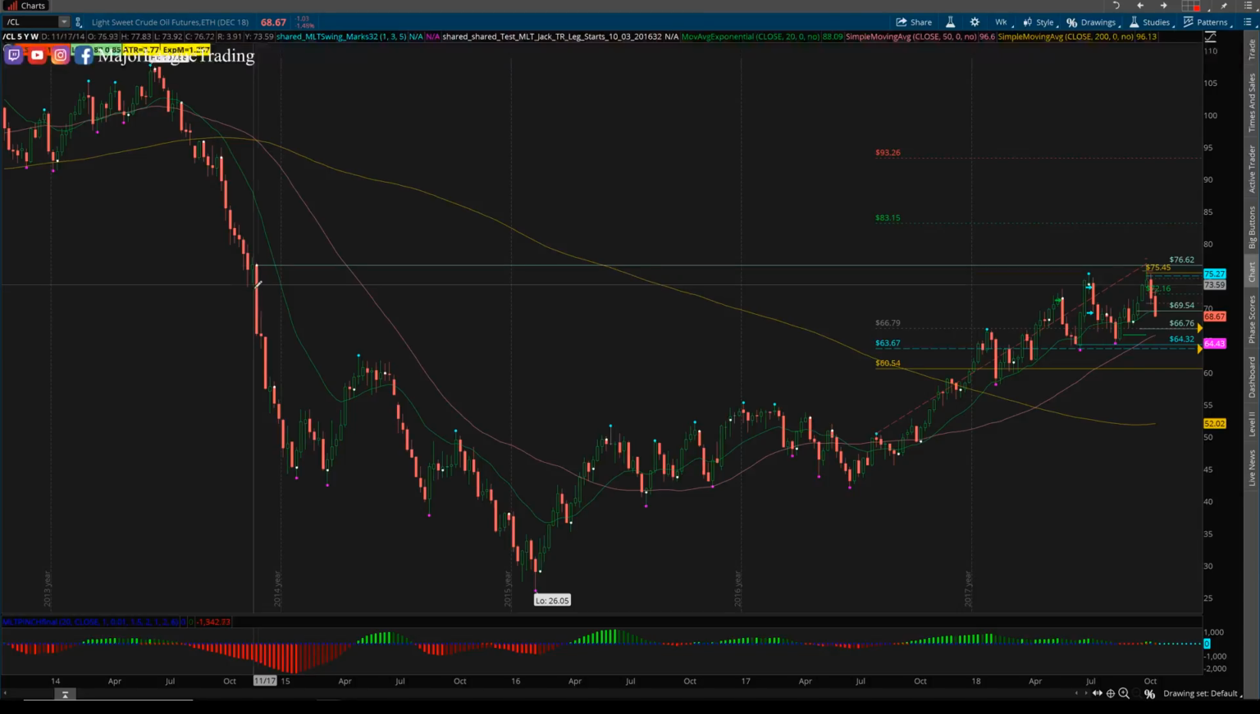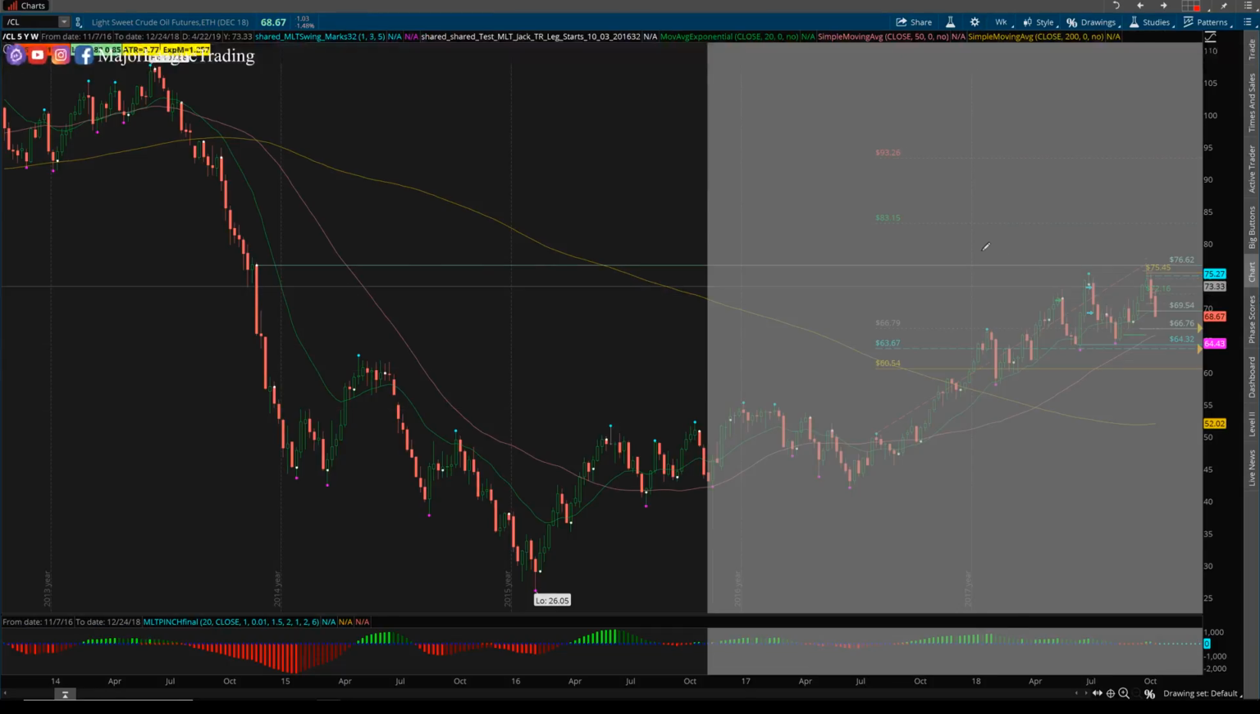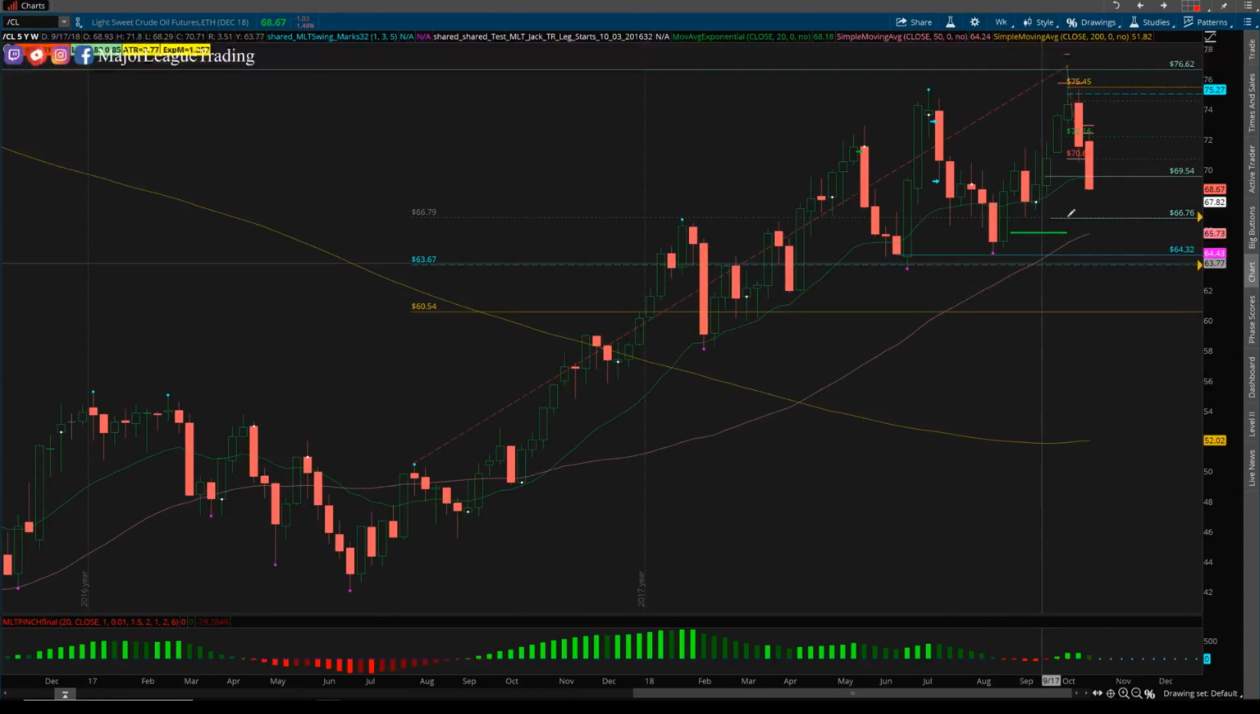$11.33. That was a leg start on the weekly chart. That just goes to show how important owning these codes is, owning this indicator I built. I would have never known that if I didn't have this indicator, the leg start indicator that you see, part of the MLT indicator package. We ran right into that, guys.